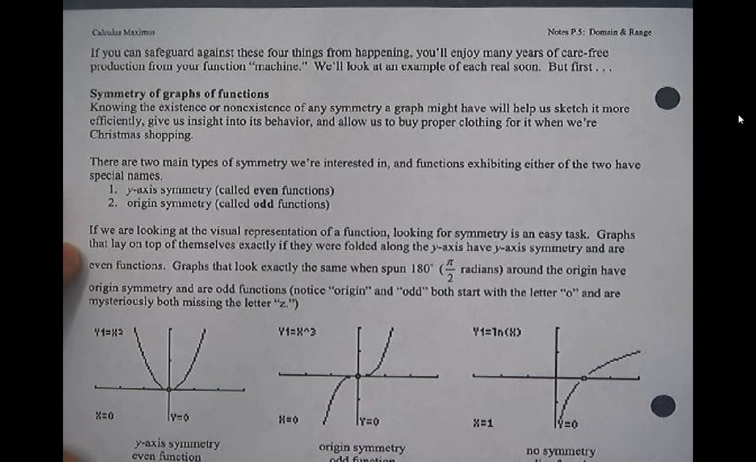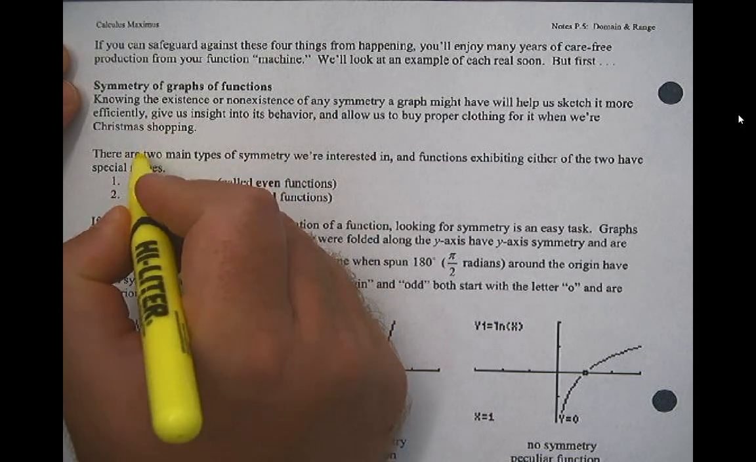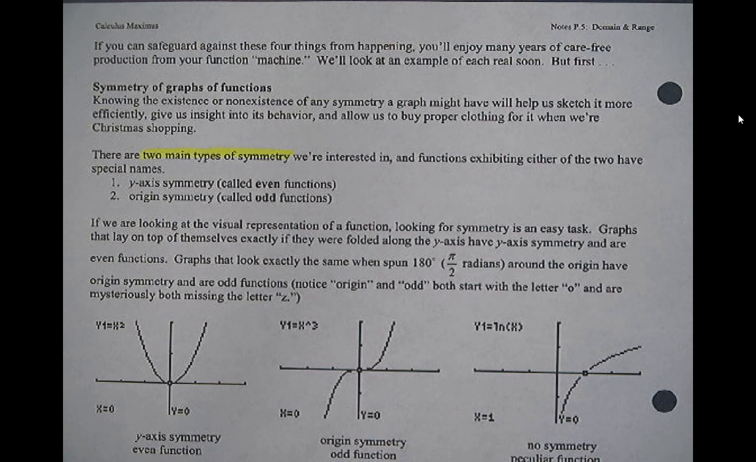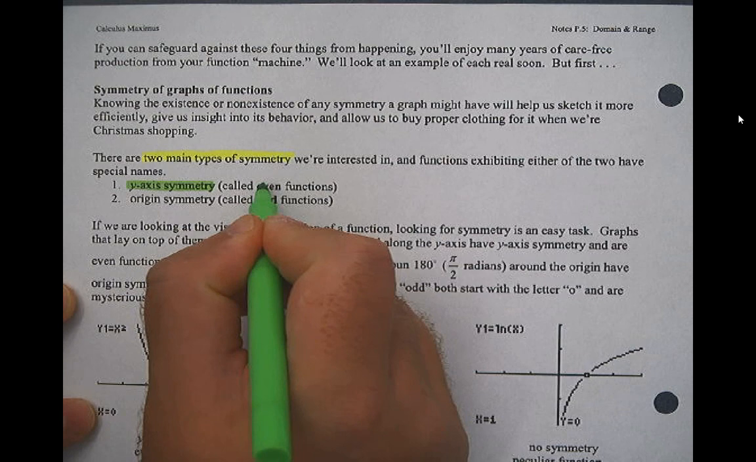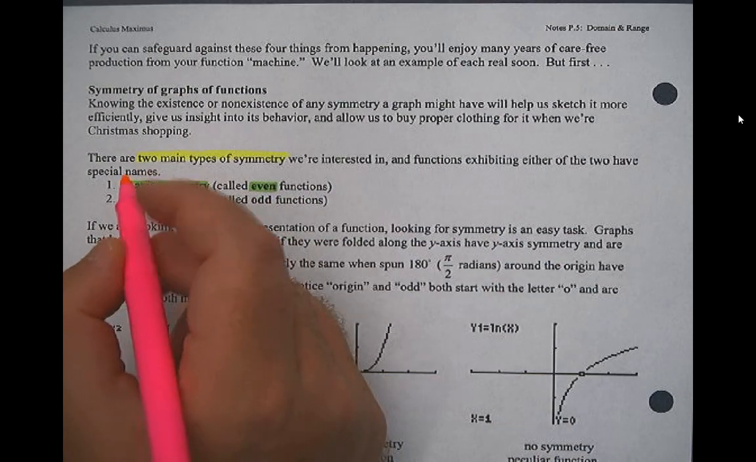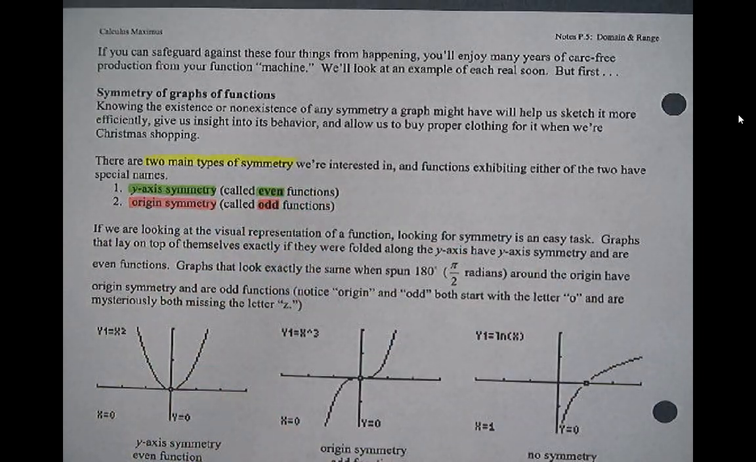Just a quick review of symmetry. We talked about this last year, when it came to oddness and evenness, and our main focus was the type of symmetry that the graph had. There are 2 types of symmetry that we're going to talk about in the world of functions. The first one is called y-axis symmetry. This is for even functions. The other type of symmetry is called origin symmetry. These are what we do for odd functions.